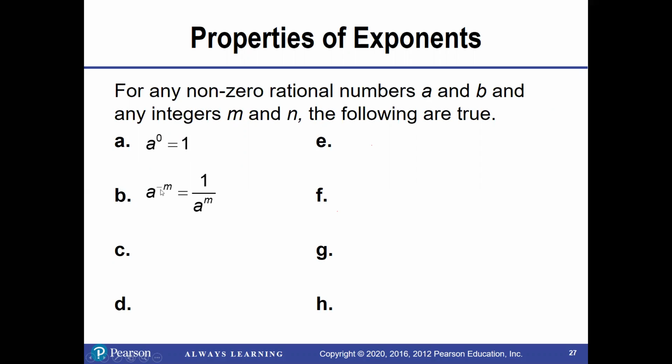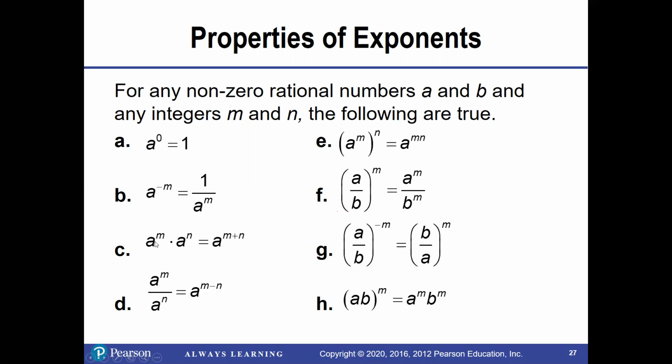If I have a negative exponent, it goes to the bottom. If I have the same base, then I add my exponents in multiplication. If I have the same base and division, I subtract my exponents. If I have an exponent to an exponent, we multiply. If I have an exponent outside of a rational number, so now here we're talking about the rationals, both the numerator and denominator get the same exponent.